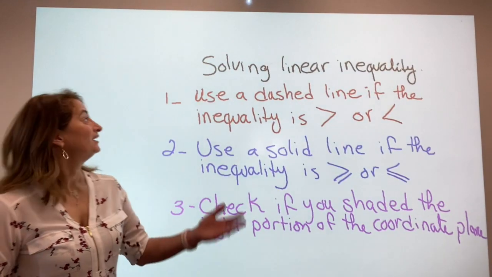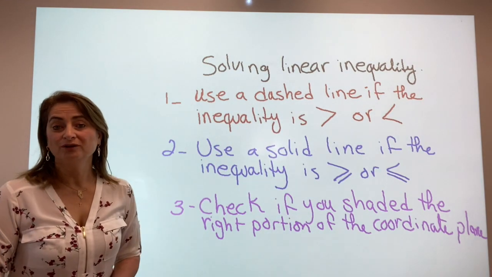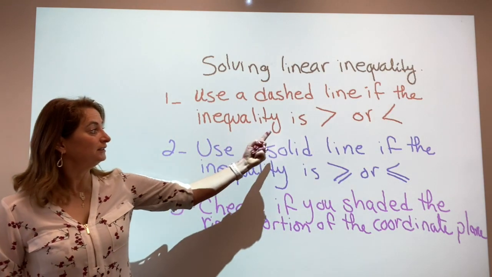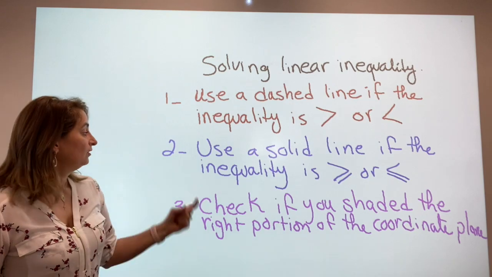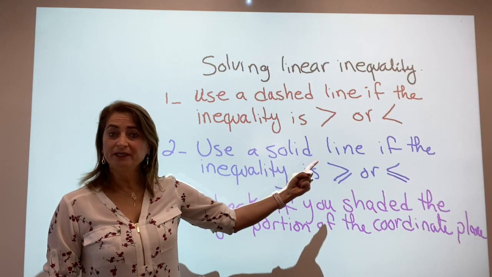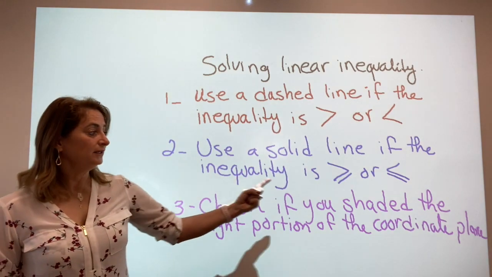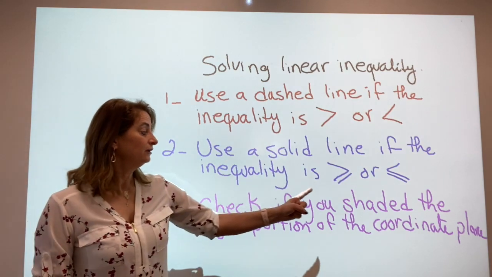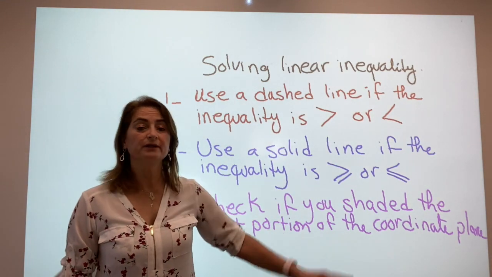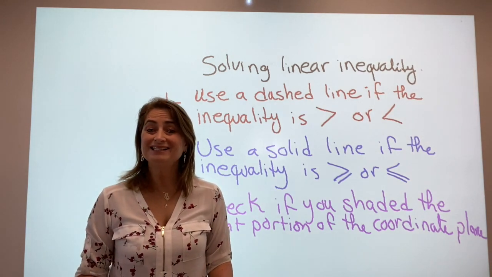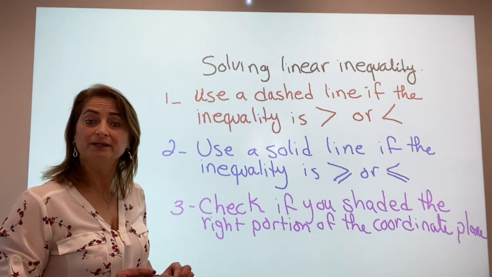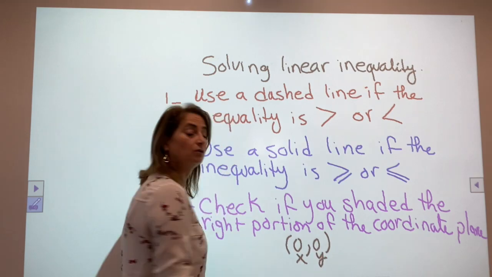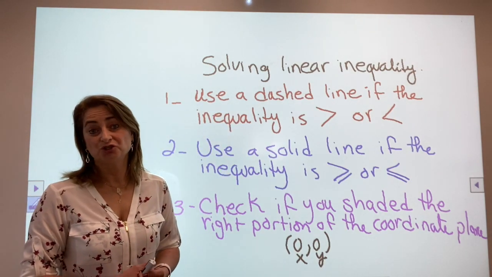Now, in conclusion, solving linear inequalities, you follow these steps. Use a dashed line. The boundary line will be dashed if the inequality is more than or less than. Use a solid line. So the boundary line would be a solid line if the inequality is more than or equal or less than or equal. Check if you shaded the right portion of the coordinate plane. How do you do that? The easiest coordinate pair on the coordinate plane is the origin 0, 0, where x is 0, y is 0, in the original inequality, and see if it makes it true.